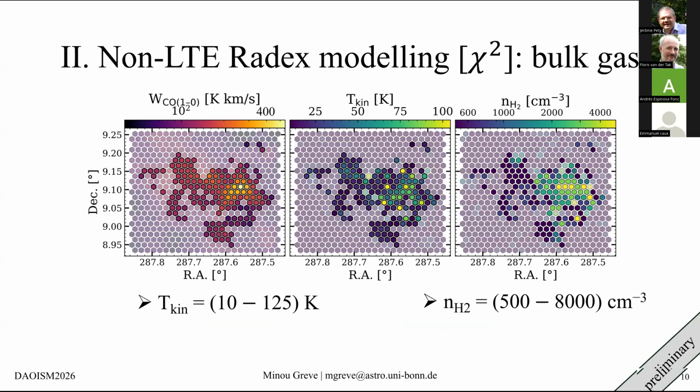So this is one of our results from fitting the emissions of the bulk molecular gas group. Just as an example, again, here is shown the integrated intensity of the 12CO line. And here are the best fits from chi-squared of the kinetic temperatures ranging up to 125 Kelvin, and for the volume densities ranging up to 8,000 per cubic centimeter. And we see that the highest values are really reached where in the map we saw before that there is the W49A.